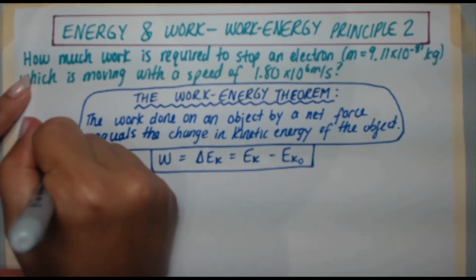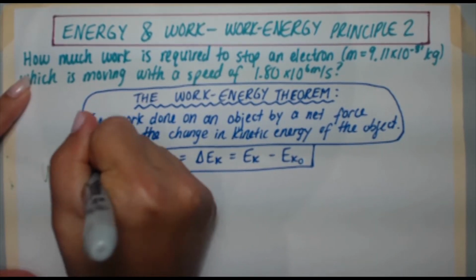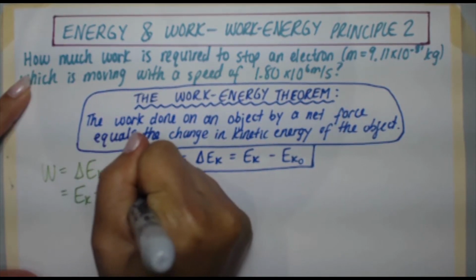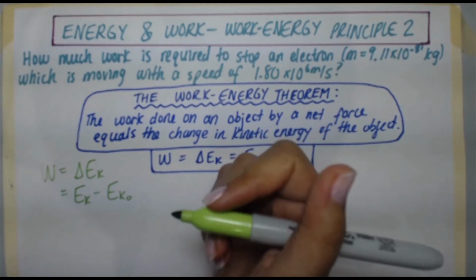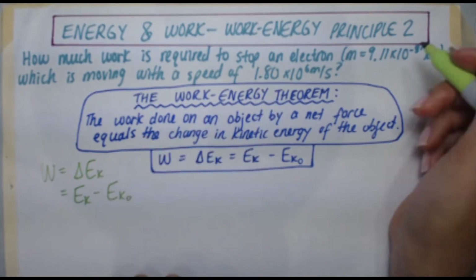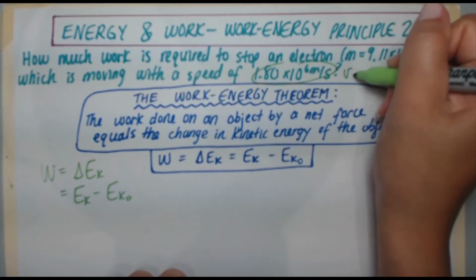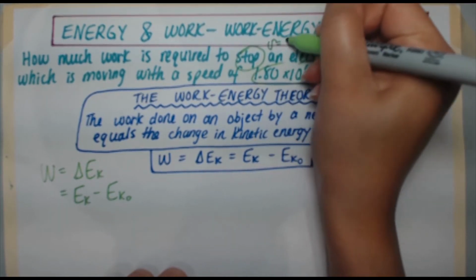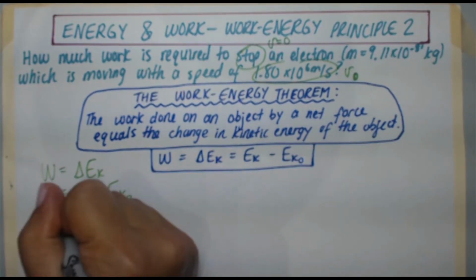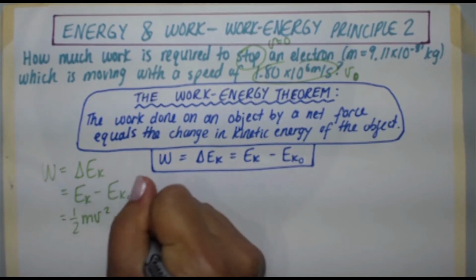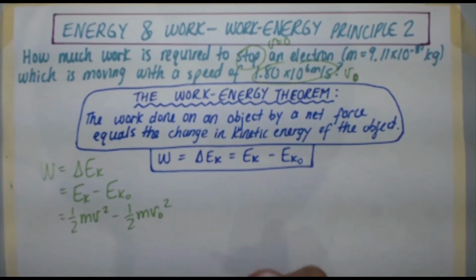You're just going to start with W equals delta EK, which is equal to EK minus EK naught, final minus initial. So how much work is required to stop an electron? It's moving initially at this speed, so this is your initial V naught. And we're trying to stop the electron, so our final V is equal to 0. So we'll do 1/2 mv squared minus 1/2 mv naught squared.